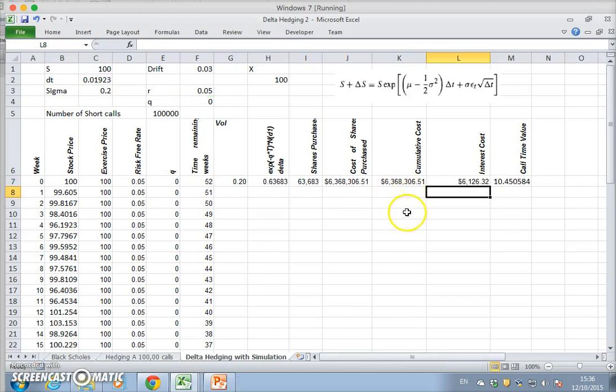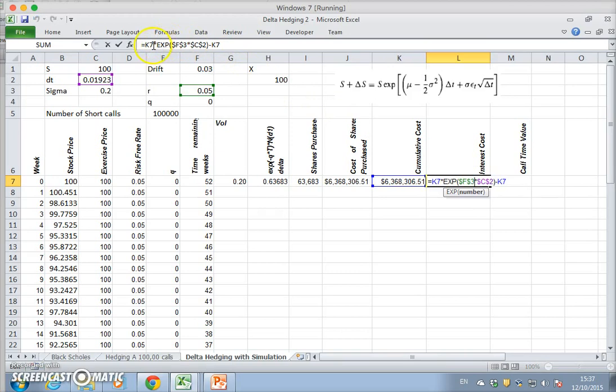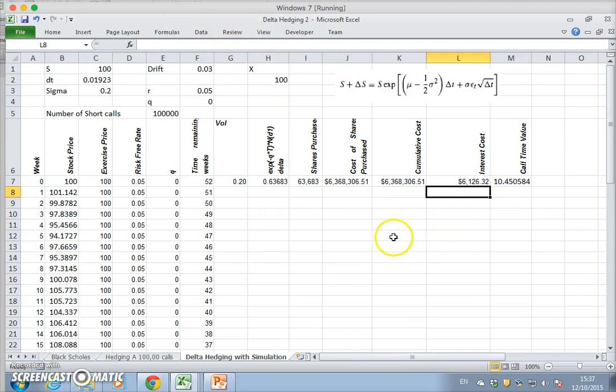So our interest cost is 6,126. So just to check this, it's the principal multiplied by e to the r times t. And what's t? T is this dt, which is just simply 1/52. So it's for a week. It's an annual rate, and then the weekly cost is equal to the principal with the interest minus the principal. So that's the weekly cost of borrowing that sum of money.